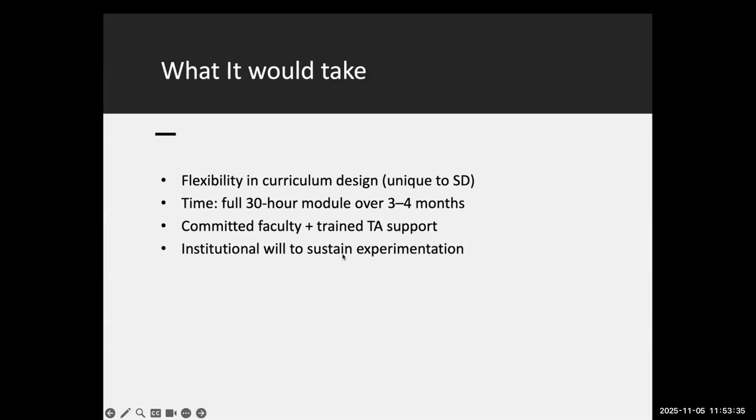And now what it would take, this is not easy to undertake, but flexibility in curriculum design, which I've had some challenges with, institutional will to sustain experimentation, committed faculty and trained TA support. I did not have TA support, and that really hurt the course a lot.